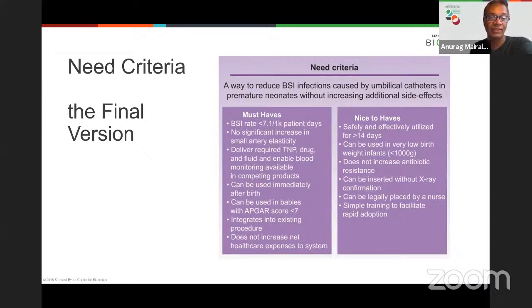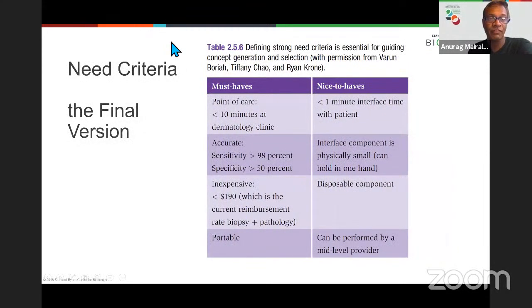So they came up with that must-have, good to have. Here's another example of must-have, good to have. For this particular need, basically the must-have was, remember the point of care diagnostics in dermatology clinic? They basically said it has to be done in less than 10 minutes.